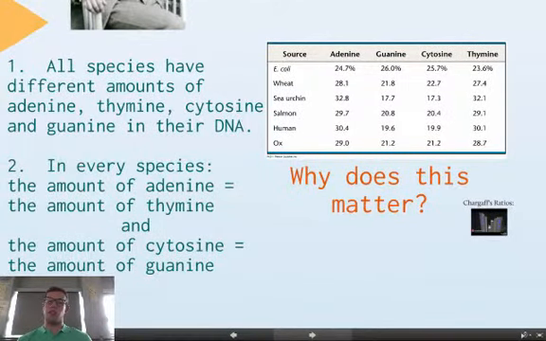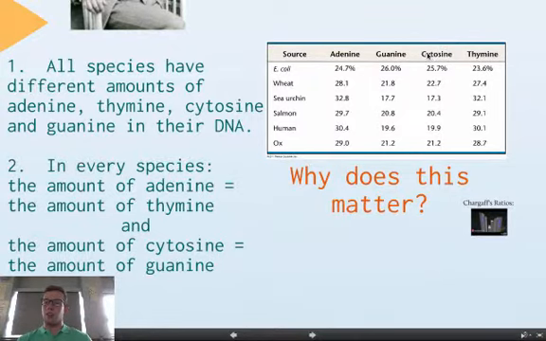One, that all species have different amounts of adenine, thymine, cytosine, and guanine in their DNA, which you can see in here. All these compositions are different. So we could have different DNA codes. We have different genetic codes for each of these organisms. The second thing that he noticed was that in every species, the amount of adenine, right here about 25, equals about the amount of thymine, which is almost 24.